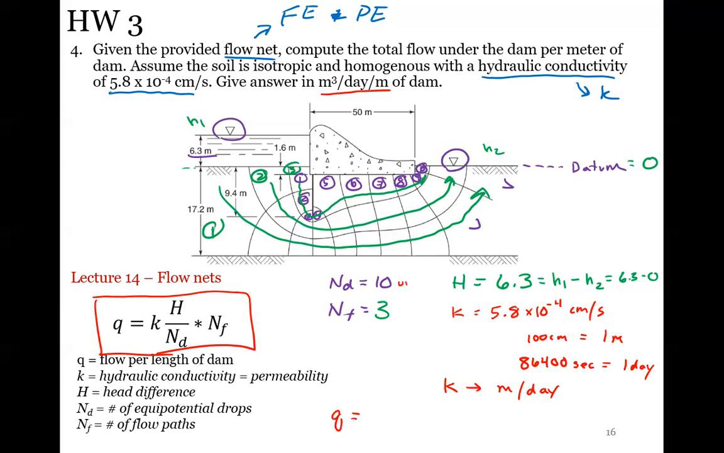Remember that these are all unitless, and then this is in meters. So you would need to ensure that all your units are correct, and then plug in to find your Q. And that would be in cubic meters per day per meter length of dam. That meter length is coming out of the paper. So we're just looking at a little profile, a cross section of it.